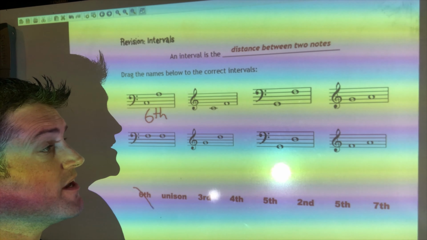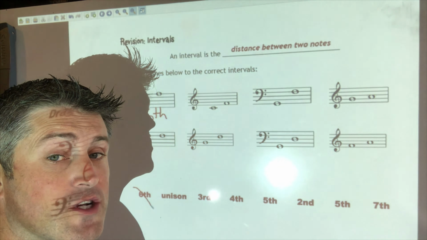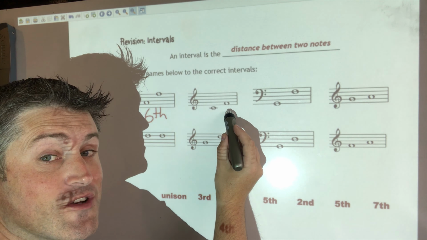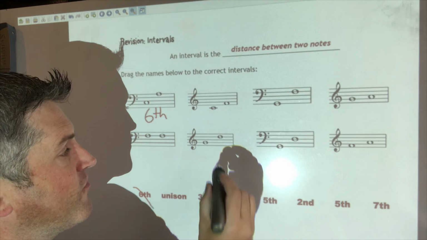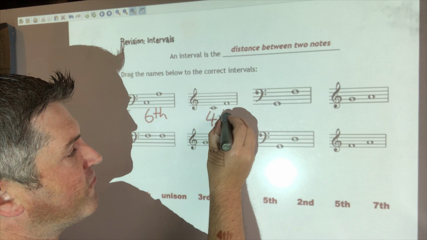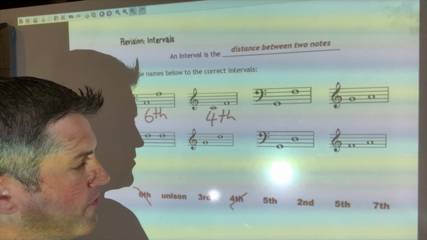Let's have a look at this next one here. So this is a middle C on a treble clef, and we're looking at an F note. So C, D, E, F. That is an example of a fourth. Where is my fourth? Boom, done.